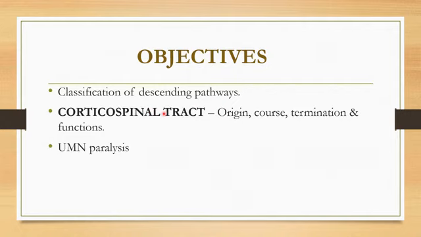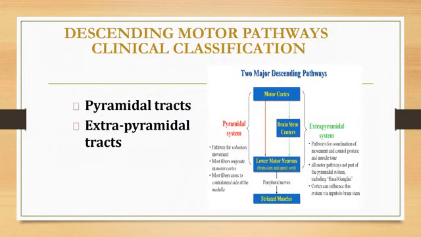So this is very important stock question. And then human paralysis, that is upper motor neuron paralysis. So now the descending motor pathways, we have two classifications. One is clinical and physiological.